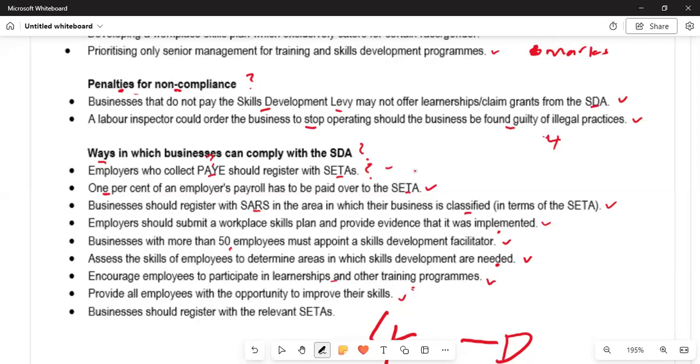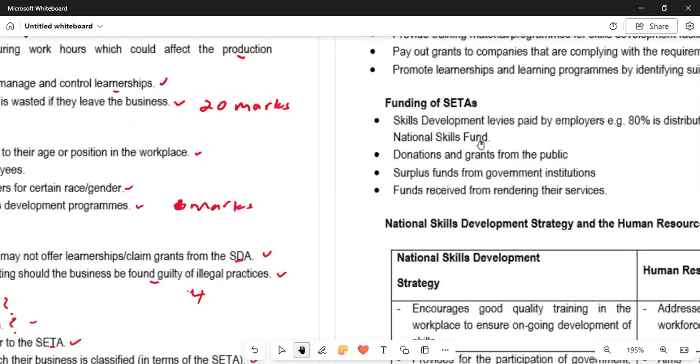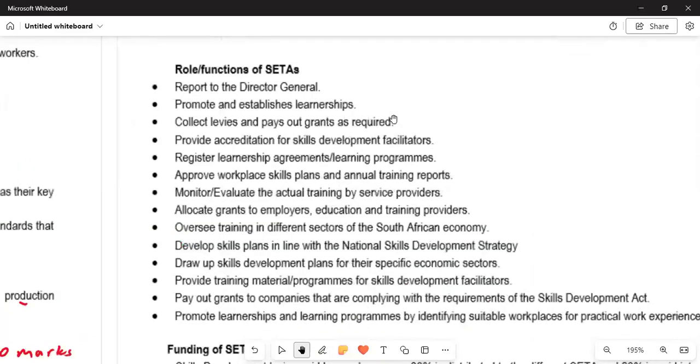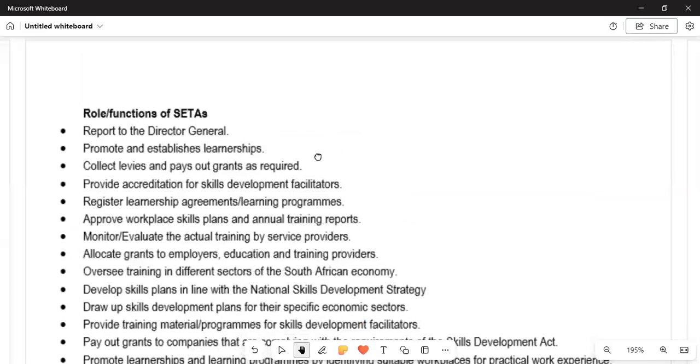Businesses also should register with relevant sectors. Like we have said, we have so many different sectors: agri sector, food and beverage sectors, education sectors. So make sure that the sector that you are registering with is relevant to what you're going to provide. So that is very important. This question always carries about 8 marks, so you have to provide 4 points under that act. It is based on how you're going to comply with this act.